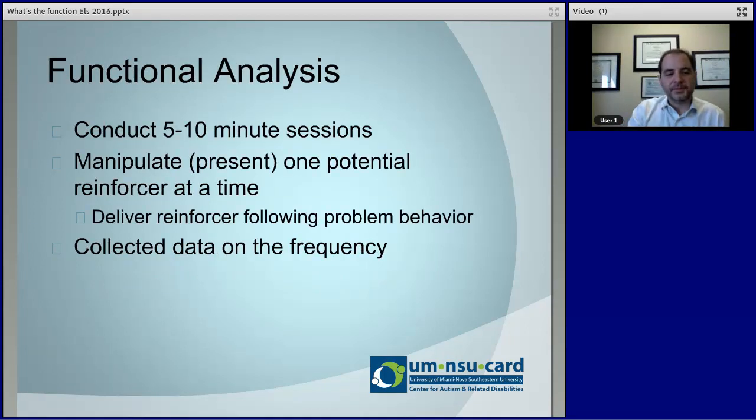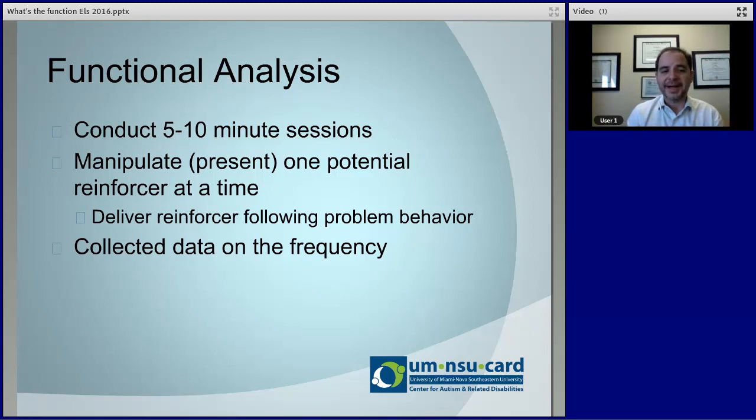Now, like I said before, when it's warranted and when you have the time and the resources, you may conduct a functional analysis. And you can do 5-minute sessions, you can do 10-minute sessions. There's a variety of ways in which you can do a functional analysis. And if you're interested in that, I would encourage you to look up the studies conducted by Dr. Iwata on functional analysis methodology. And what you do in a functional analysis is during this 5-minute session, where you're in the room with the individual, you're in this room with a child, you will manipulate, you will deliver one possible reinforcer at a time.